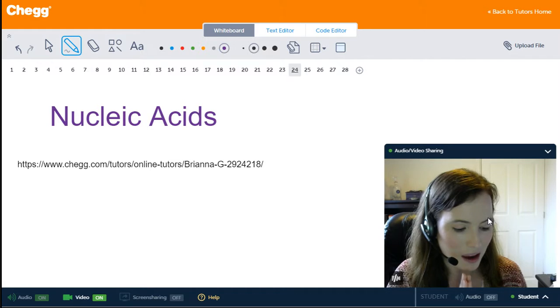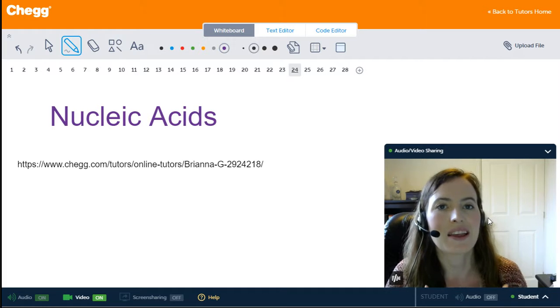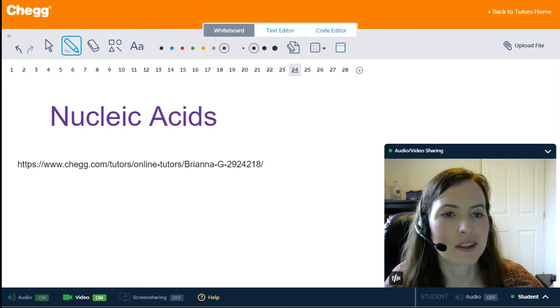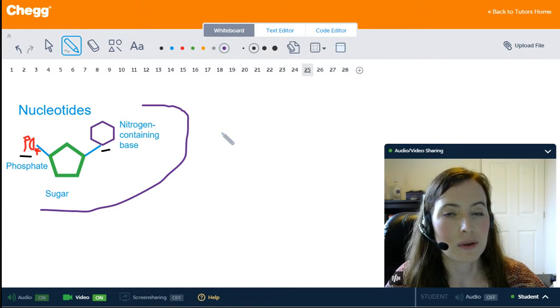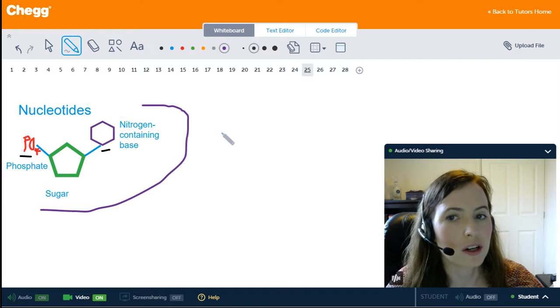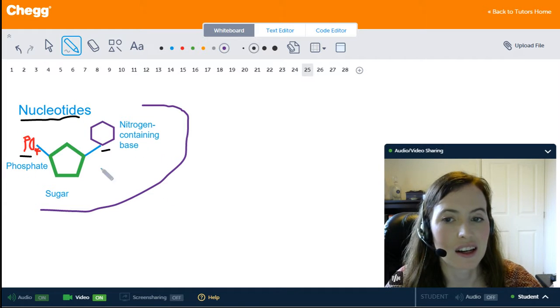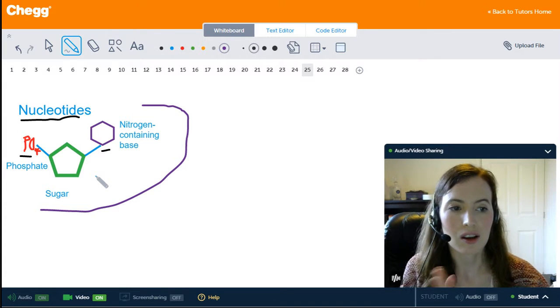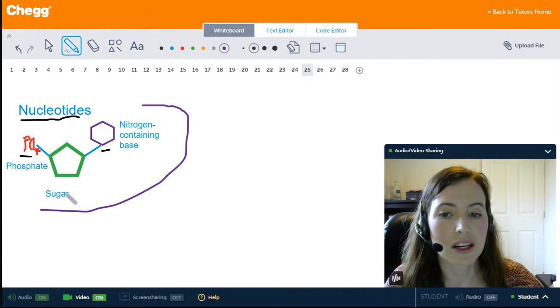So let's talk about what the structure looks like for nucleic acids first, and then we'll go into more details about the two different types. So when you have a nucleic acid, that's what's called a polymer, and polymers are made of a bunch of monomers. And the monomer for nucleic acid are nucleotides. So there's a bunch of nucleotides in every nucleic acid. So tons of these continuously.